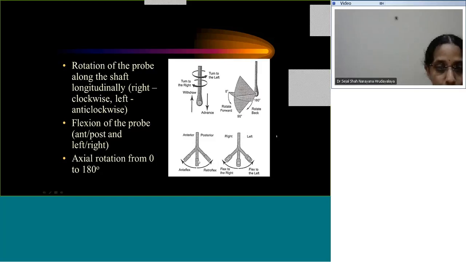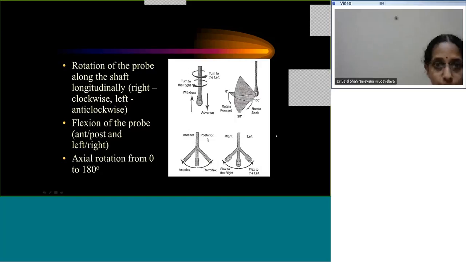Anteflexion means we are putting the probe more in, or we can do a flexion a little to the right or left. And the last, which is the most important, is the axial rotation. The axial rotation rotates from 0 to 180 degrees, and you can come back from 180 degrees to 0 degrees.